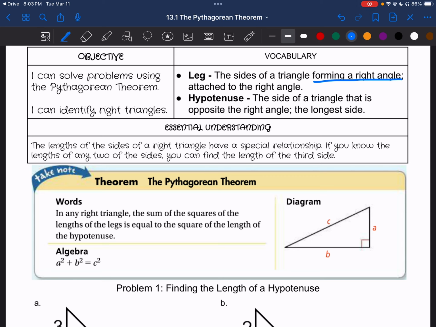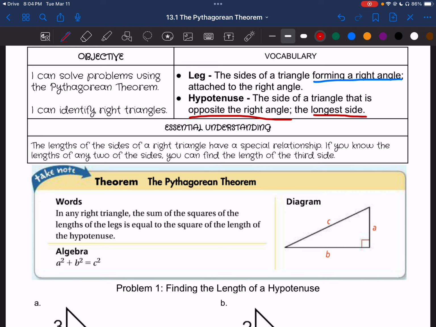And when you start talking about attached, you start getting into the mindset of some of our trigonometry ratios that you could learn about in future math classes, sine, cosine, and tangent. But the important thing to know is the leg is the one that is attached to the right angle. It is part of the right angle. The hypotenuse is the side of the triangle that is opposite the right angle. It is also going to be the longest side. So hypotenuse is the longest of the two words.